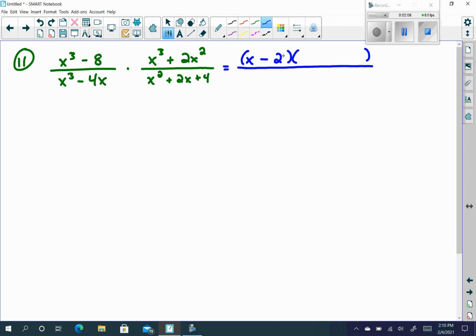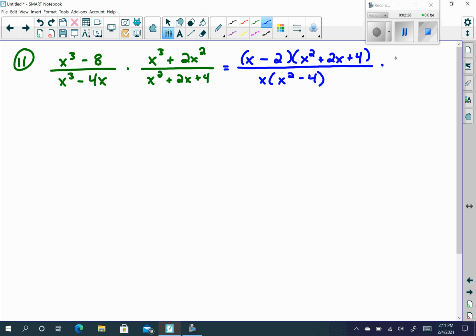Then I square the x. X times x is x squared. Opposite sign, so plus. Then I multiply x times 2 in the middle. And then always positive at the end, and 2 times 2 is 4. X cubed minus 4x, there is a GCF of x. And we're left with x squared minus 4.